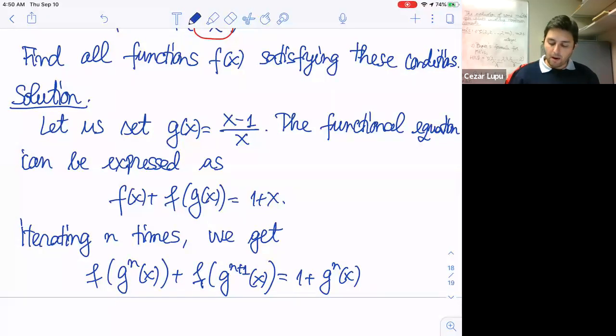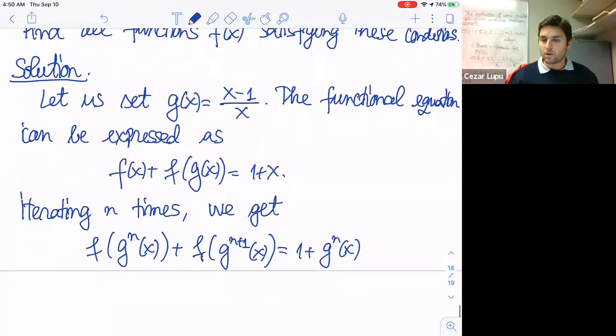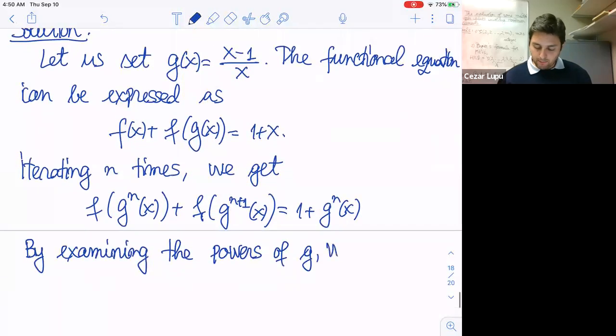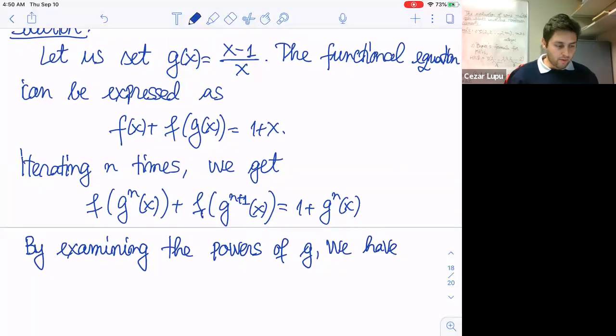And now let's examine the powers of g, because we know who g is. So these are the powers here. By examining the powers of g, let's see, what do we have here? We want to see if we can find a recursion.